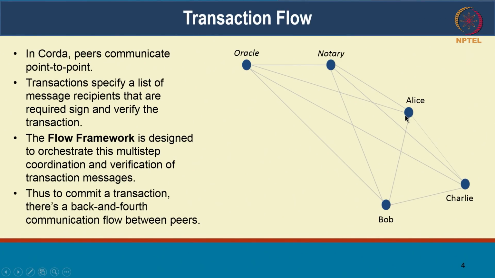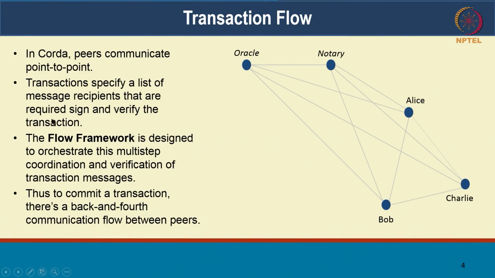Now coming to the notion of transaction flows. These transaction flows validate the sequence of steps that are needed to make a transaction legitimate and committed on the ledgers of the different transacting peers. Let's say we have an example with Alice, Bob, and Charlie in a network, and there is one notary and one oracle. Think of the notary as a service; it can actually be multiple nodes, but logically it's a single entity.